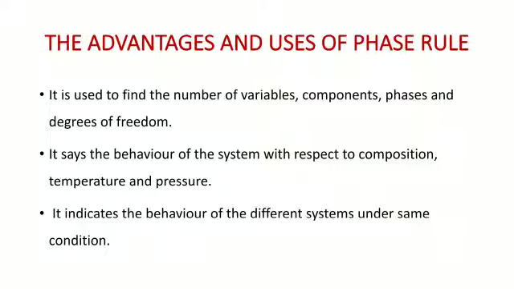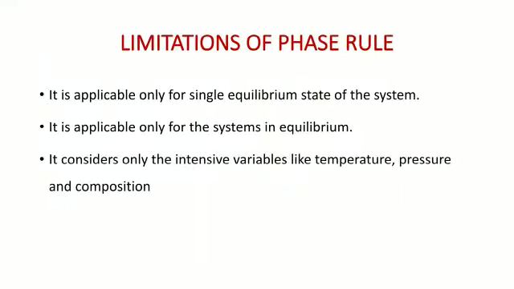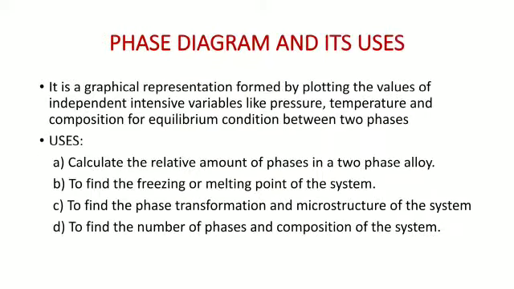It is used to find the number of variables, components, phases and degrees of freedom. It says the behavior of the system with respect to composition, temperature and pressure. It indicates the behavior of the different systems under same condition. Limitations of phase rule. It is applicable only for single equilibrium state of the system. It considers only the intensive variables like temperature, pressure and composition.